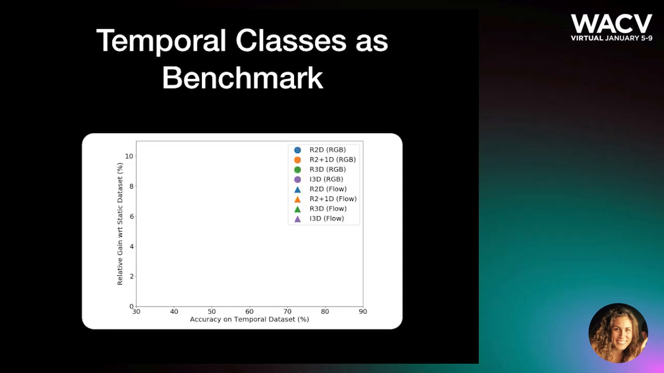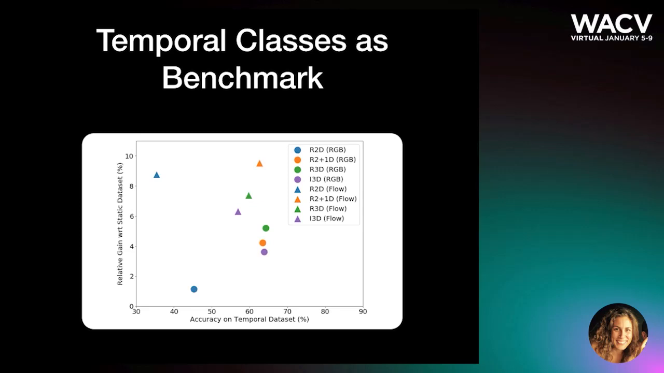We now use the temporal classes as a benchmark. We test a suite of commonly used networks. If we were to consider only the accuracy on the temporal dataset, larger networks with more capacity would always do better than the lightweight ones. Instead, we consider both the actual accuracy on the temporal classes and the relative gain described before. We plot the results in a 2D graph. The top models will be in the top right corner of the graph.